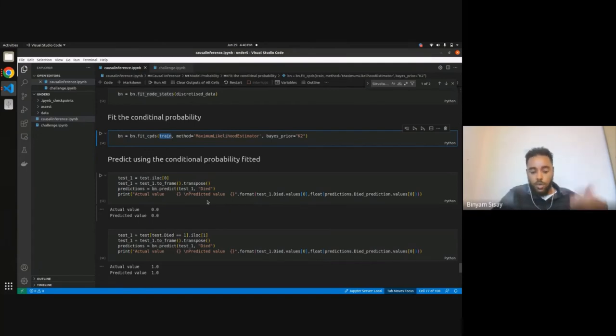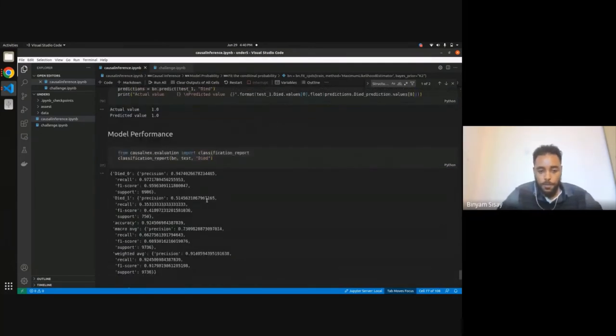Now this is going back to machine learning, of course. Now we want to do interventions and other things. For that, my Bayesian network should be evaluated using some kind of metrics or model performance. So I used the CausalNex evaluate method to produce a classification report. For the children who are alive, it gives me a precision of this much percent, a recall of this much percent, and an F1 score of this much percent.